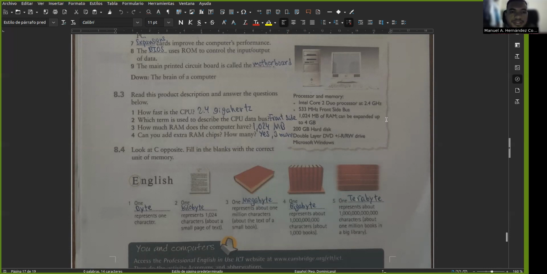Look at C opposite. Fill in the blanks with the correct unit of memory. 1 byte represents 1 character. 1 kilobyte represents 1024 characters, about a small page of text. 1 megabyte represents about 1 million characters, about the text of a small book. 1 gigabyte represents about 1 billion characters, about 1,000 books. 1 terabyte represents 1 trillion characters, about 1 million books in a big library.